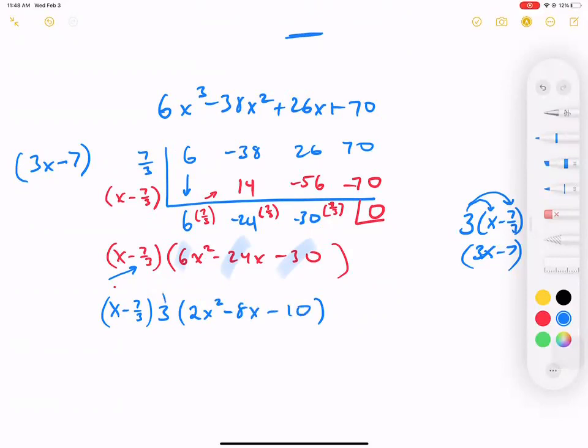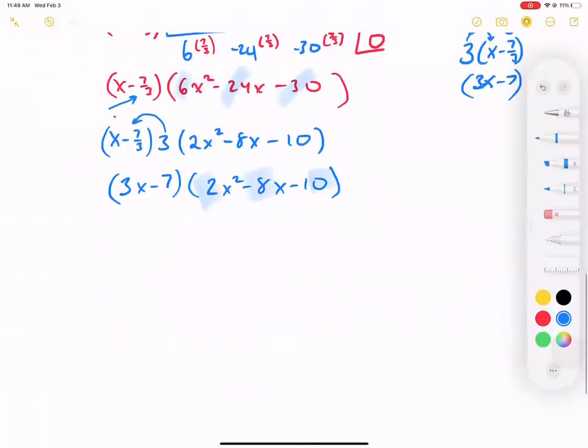Now at this point, you multiply the 3 to the front. We have 3x minus 7. And then we have our problem 2x squared minus 8x minus 10. If I continue this, before I factor the next problem, if you take a look, there's a 2, 8, and 10 here. We can factor it by a 2. I'm just thinking smarter than harder. I'm going to take out a 2. We are left with 3x minus 7. Left over x squared minus 4x minus 5.